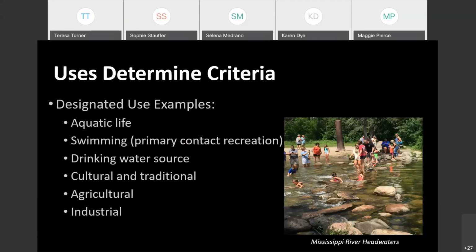And if you don't know much, a good place to always start is with aquatic life criteria or recreation criteria. The Clean Water Act establishes the goal that all waters meet those criteria, so they're a good place to start with. But there are other criteria out there too, other designated uses with associated criteria. Those may be drinking water, cultural and traditional, agriculture, industry.